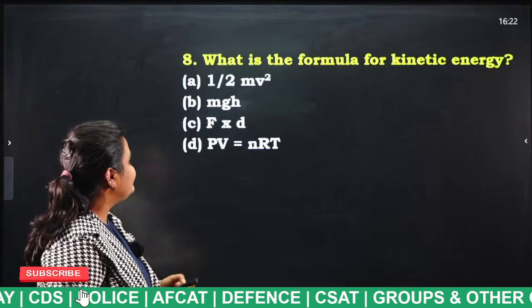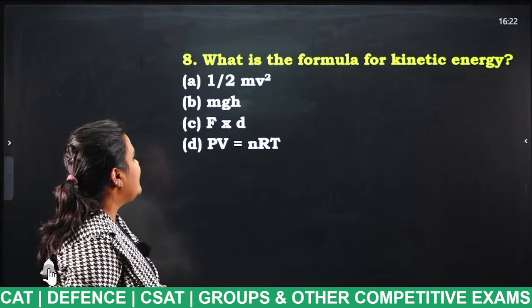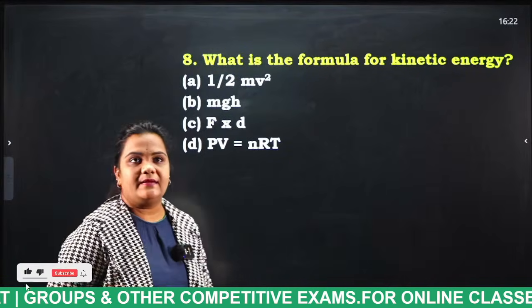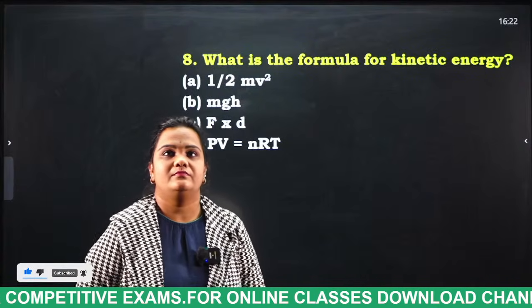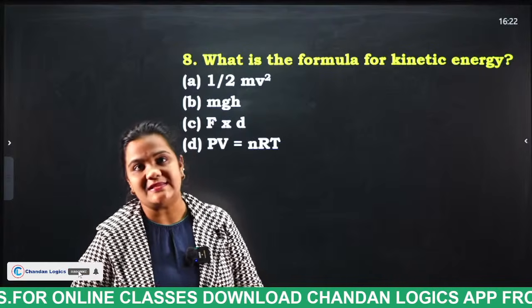Next question. What is the formula for kinetic energy? Half mv square, mgh, F into d, PV is equal to nRT. What is the answer for this question? Each and every student in the live session, all of you mention your answers in the comment section.